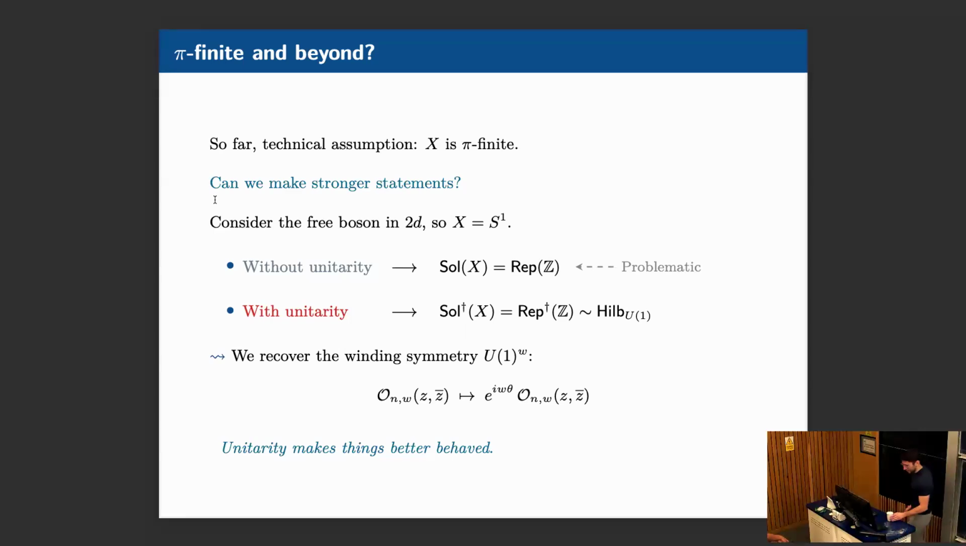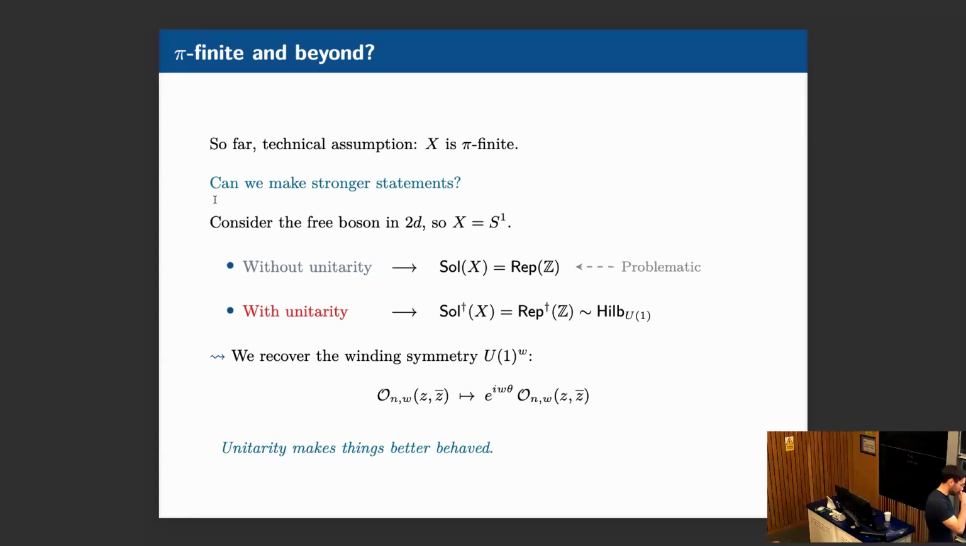But it's so easy that from physics, we know what we should expect, right? And indeed, if you try to compute what your solitonic symmetry classification should be without taking into account unitarity, you're going to find Rep of Z, which is very problematic. However, if you start to take into account unitarity, you're going to recover precisely the good classification that you'd expect. So you're going to recover the winding symmetry, precisely because now the solitonic symmetries, the unitary ones, are going to be given by unitary representations of that. You can sort of think about it as being a sort of U1-graded version of Hilbert spaces.